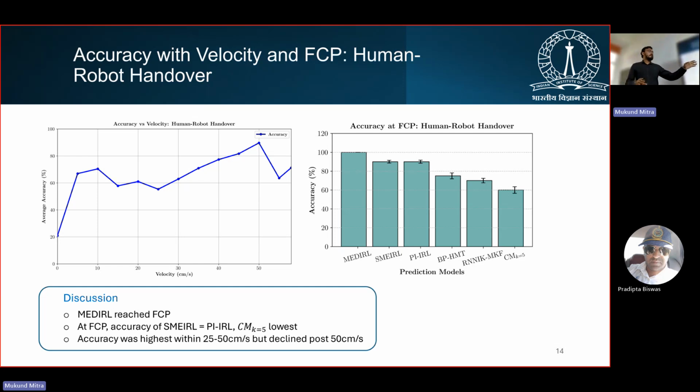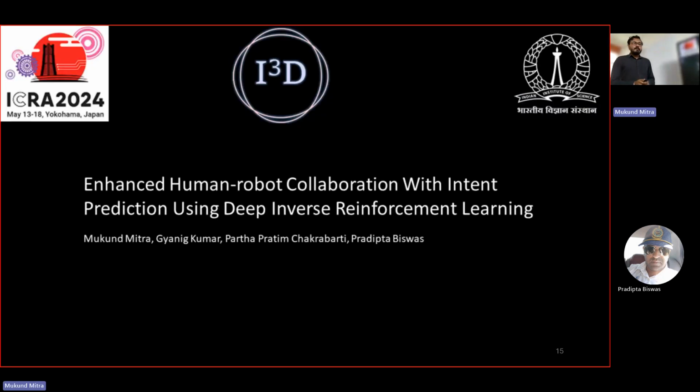I've compared these methods with other methods which are specifically used for human-to-robot handover. And CMK5 reports the lowest accuracy over here. Again, the plot is of average accuracy versus velocity. We see that it's almost constant with respect to the hand velocity. So here is the demo. This work was accepted at ICRA 2024.